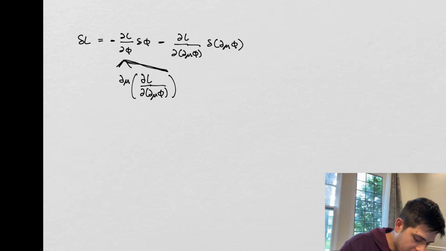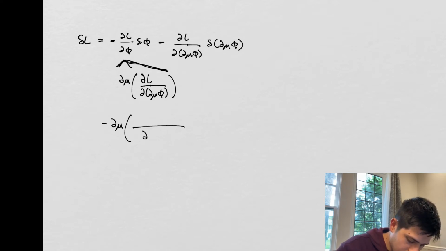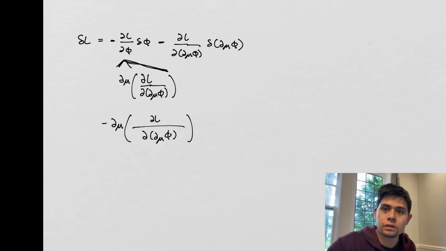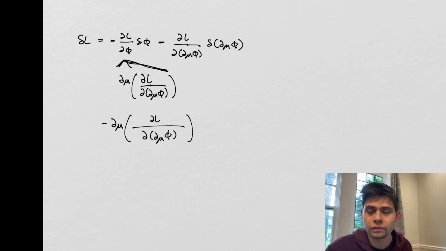And so what we get, again, is our d mu, d mu phi, like this, dL, and, oh, sorry, my phone's running out of battery.